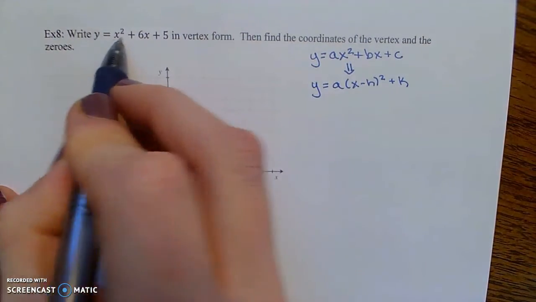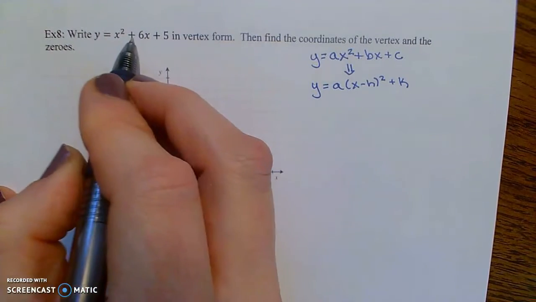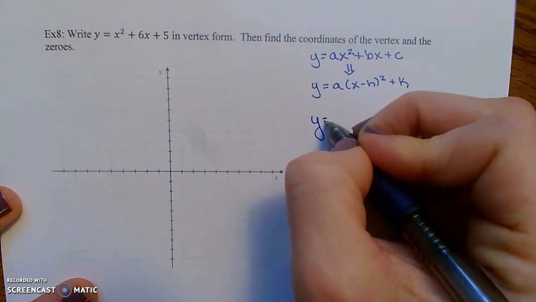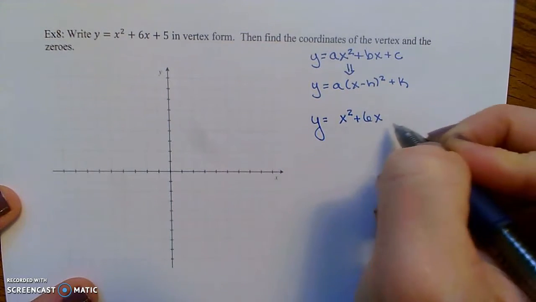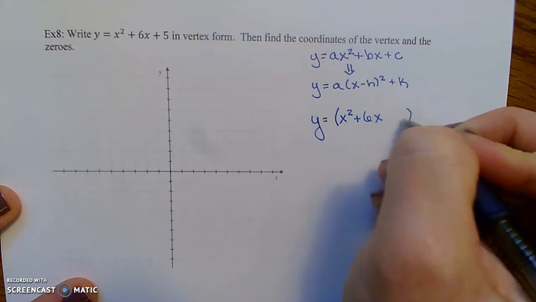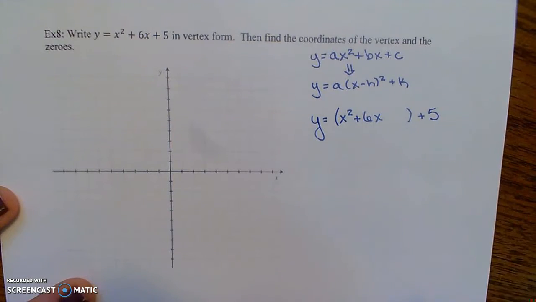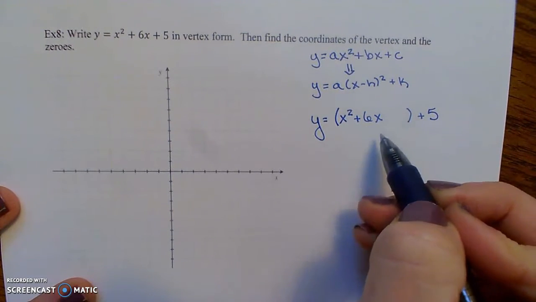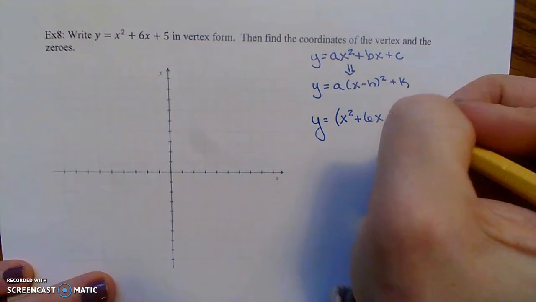So first notice a is 1, so there's nothing to factor out. I don't have to pull out the a, so I don't need to do that step. But here's what I will do. I've got x squared plus 6x. I'm going to group those two terms together, leave some space for a third term, and then put plus 5 outside of the parentheses. My goal here is to add a special number inside here that will turn the stuff in the parentheses into a perfect square.